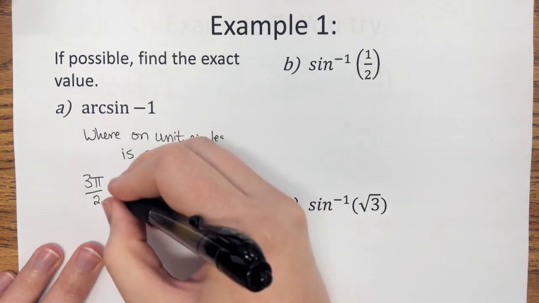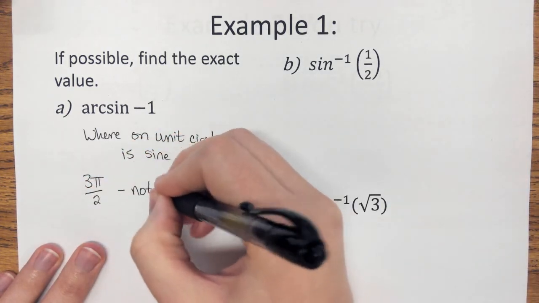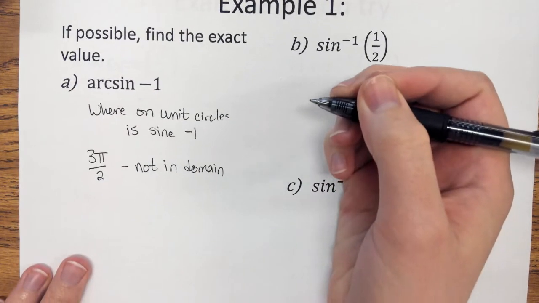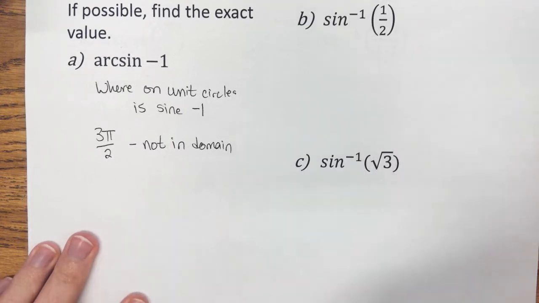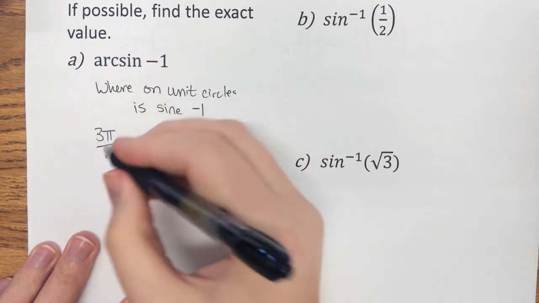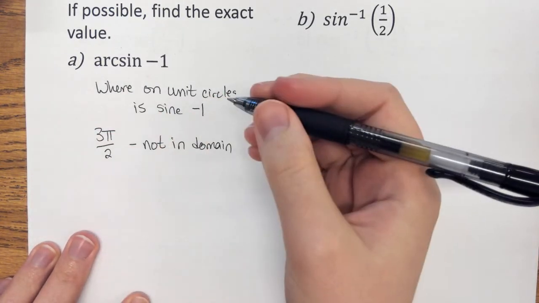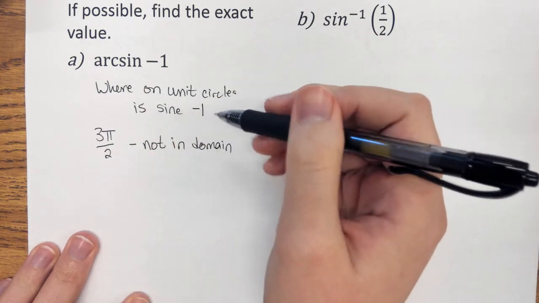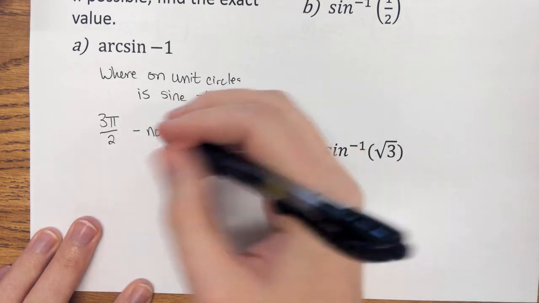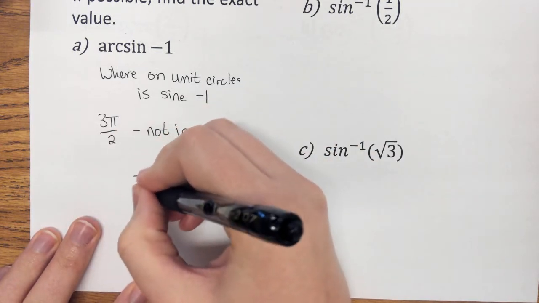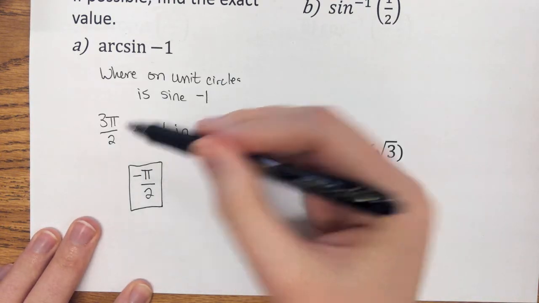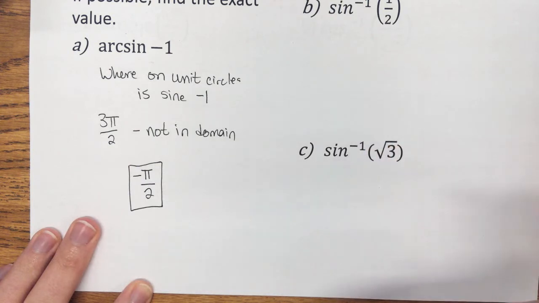Now here's the problem. That's not in my restricted domain. So remember for sine, the restricted domain is negative pi over 2 to pi over 2. So I need to find the equivalent of this angle that's in that domain. You can subtract 2 pi to find a coterminal angle, or you can just sort of visualize it. The equivalent angle to this would be negative pi over 2, which is the only correct answer. 3 pi over 2 is not in the domain, so you cannot give me that for the answer to arc sine of negative 1.